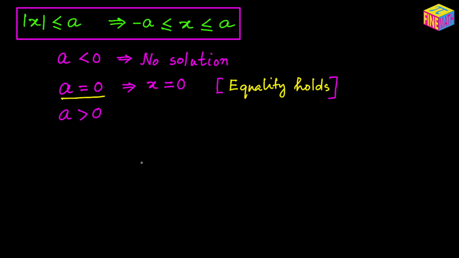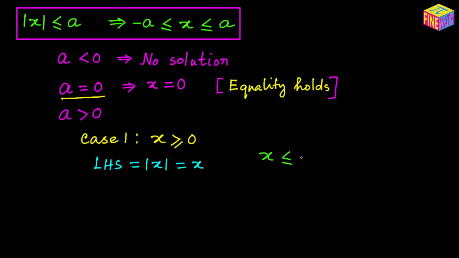Then let's see what happens to our left hand side. Well, when a is a positive number, our left hand side can have two different cases. Case 1, let's take x as a non-negative number. If x is a non-negative number, then our left hand side, which is modulus of x, is going to be exactly like x. So from the original inequality, can we say that in this case x will be less than or equal to a? That's from the original inequality that's been given there.